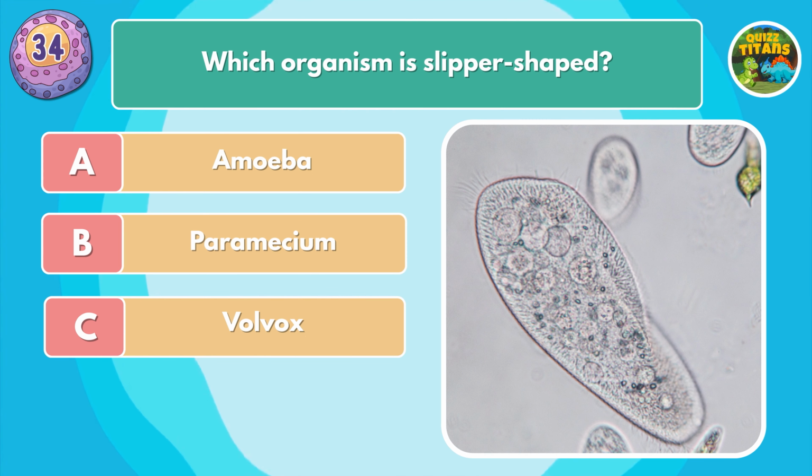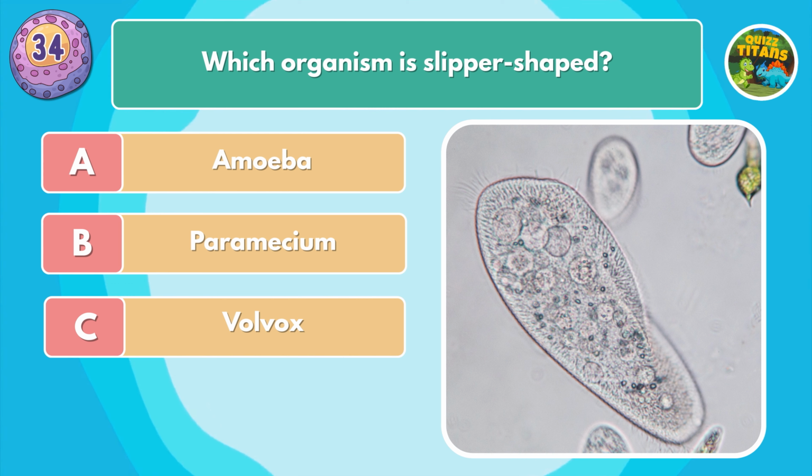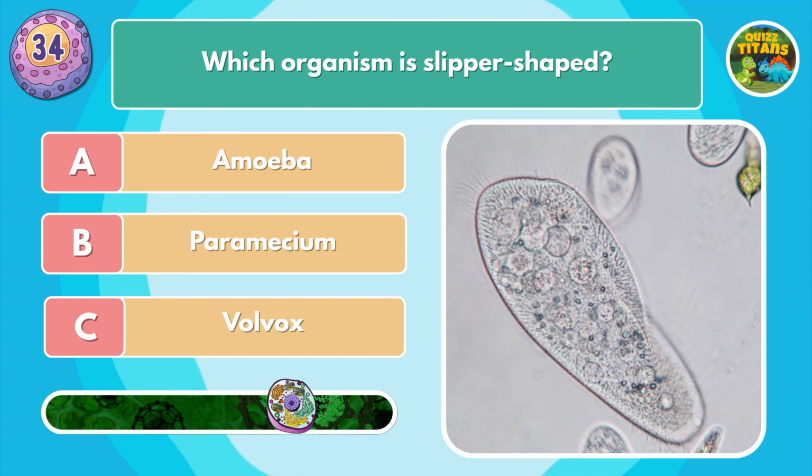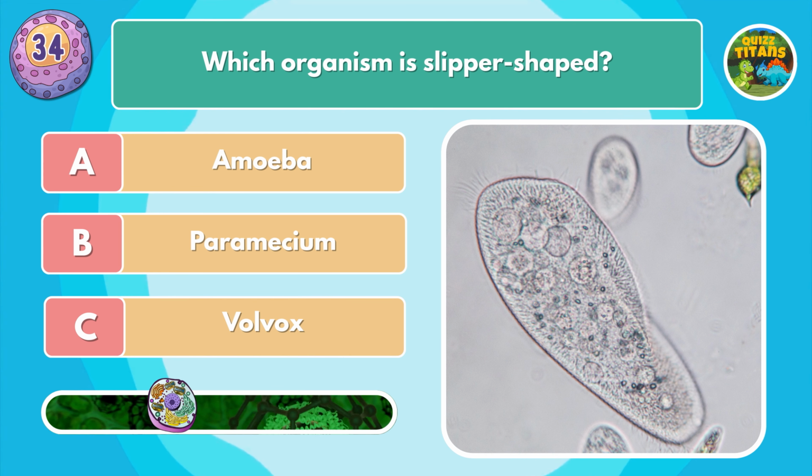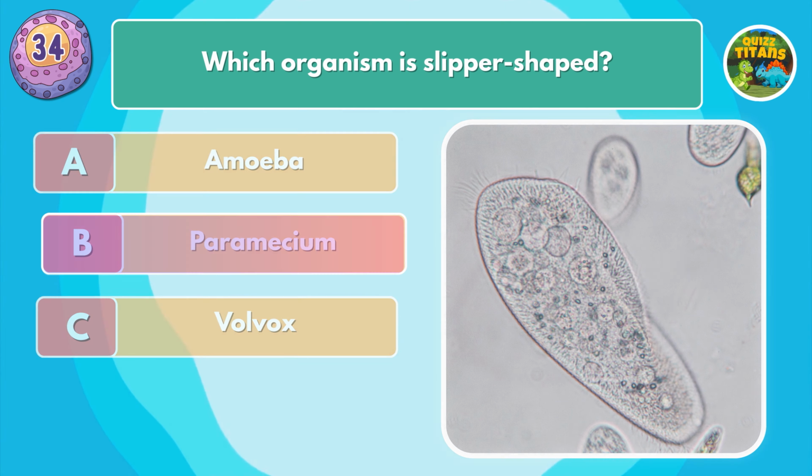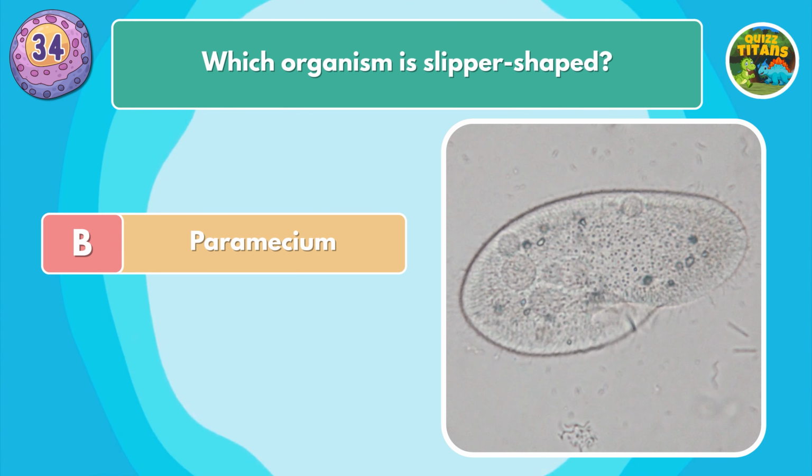Some microbes are named for their funky shapes, and one even looks like a tiny slipper. Which organism is it? It's paramecium. It is a single-cell organism.